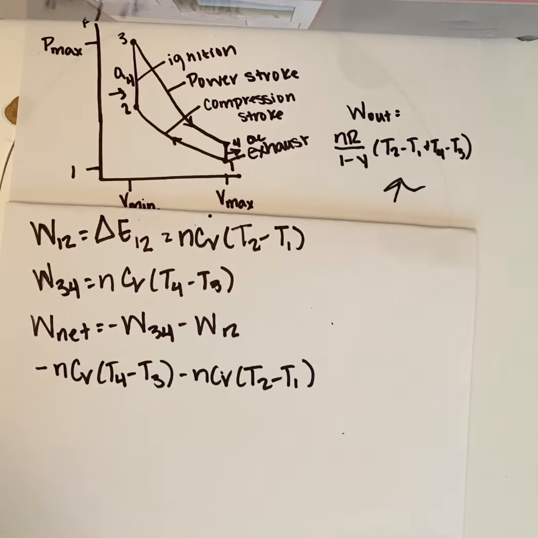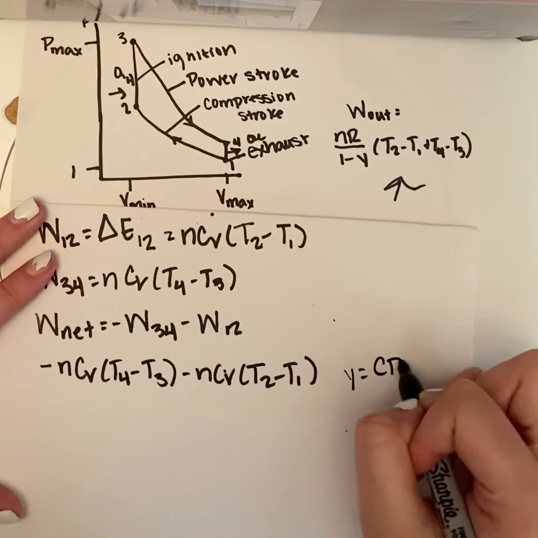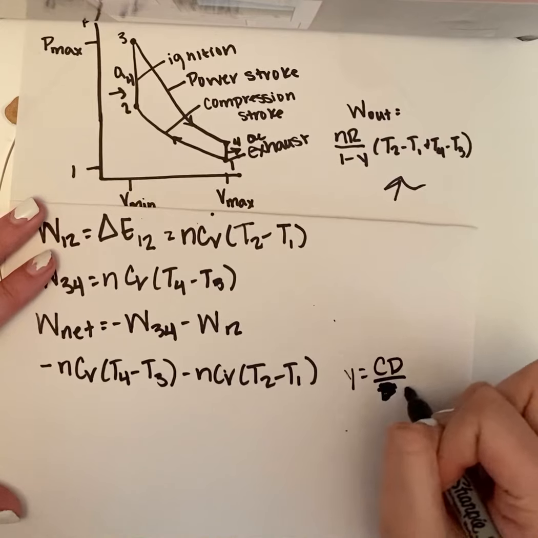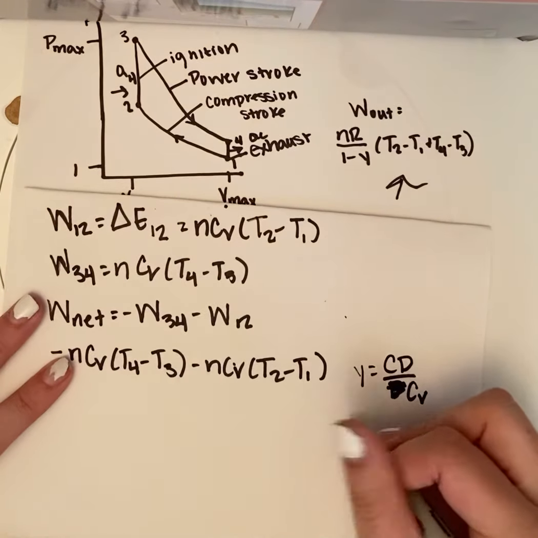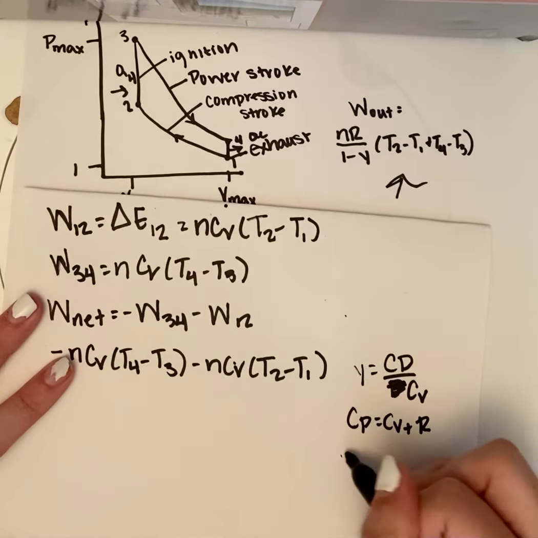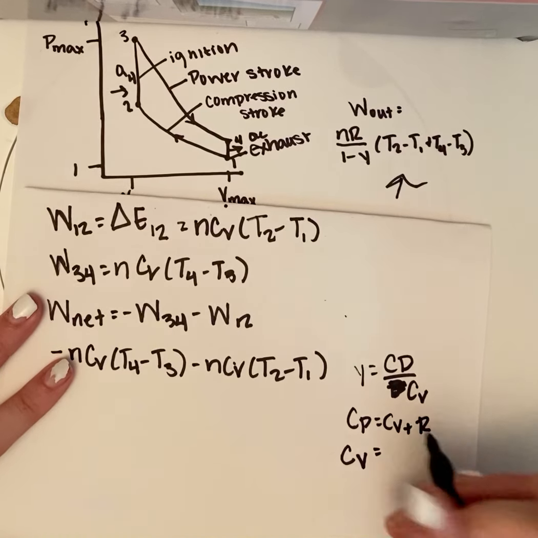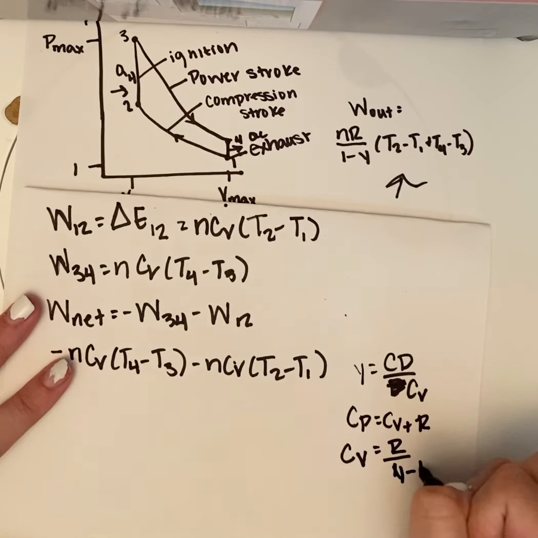And we can define gamma (γ) as Cp over Cv, because this is the ratio of specific heats in terms of degrees of freedom. So γ is Cp over Cv. And then from there we can simplify it even further to Cp equals Cv plus R. And once again, simplify to Cv equals R over γ minus 1.